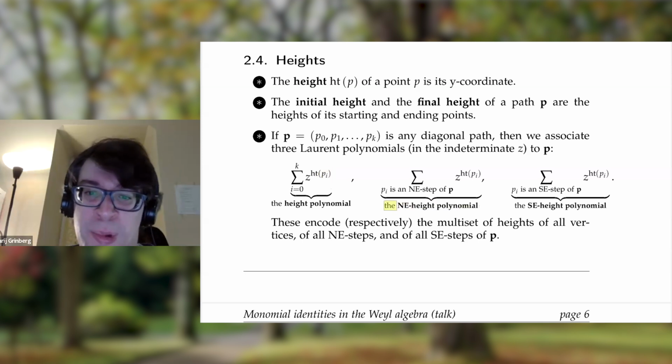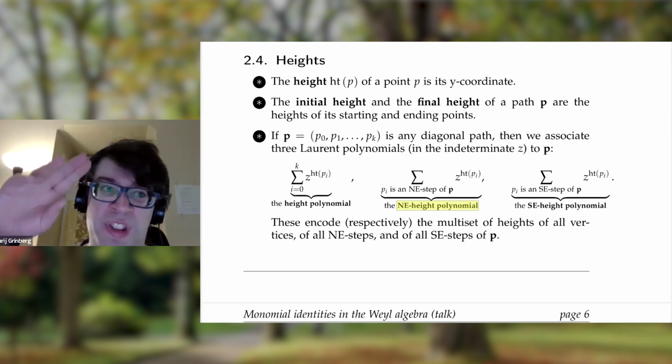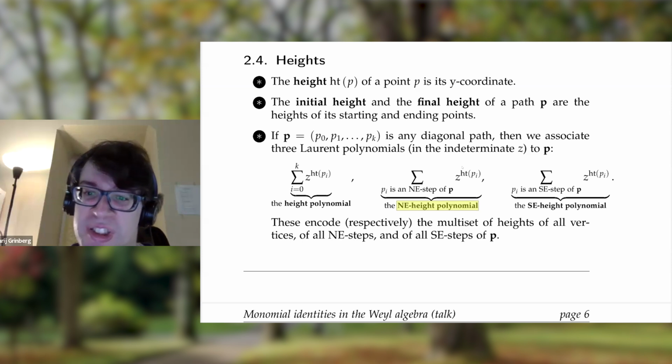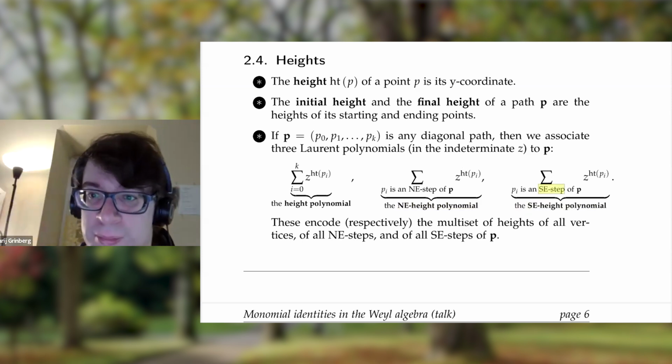Then there is the NE height polynomial, which is more selective. It takes only the heights of the northeast steps, of the up steps. And the SE height polynomial takes the heights of the SE steps, so the down steps.